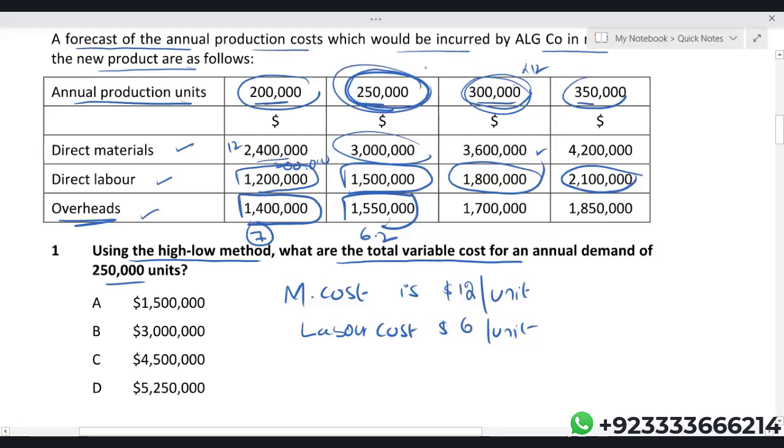So the overheads which the examiner has given are obviously not a fixed overhead. How do I know? Because overheads are changing. At 200,000, it is 1.4 million. At 250,000, it is 1.55 million. At 300,000, it is 1.7 million. So for sure, the given overheads are not fixed, and second, they are also not variable. So you can say that the overheads which the examiner has given us are semi-variable.